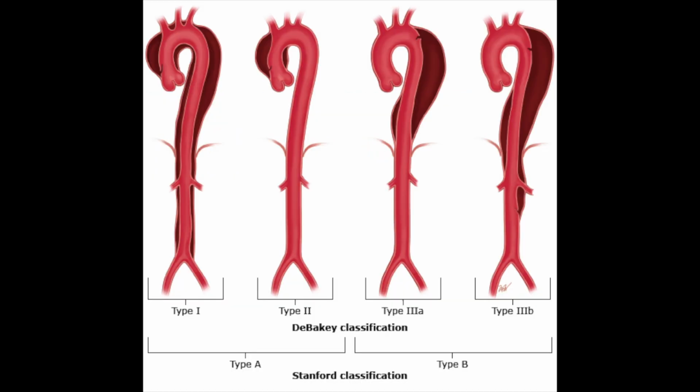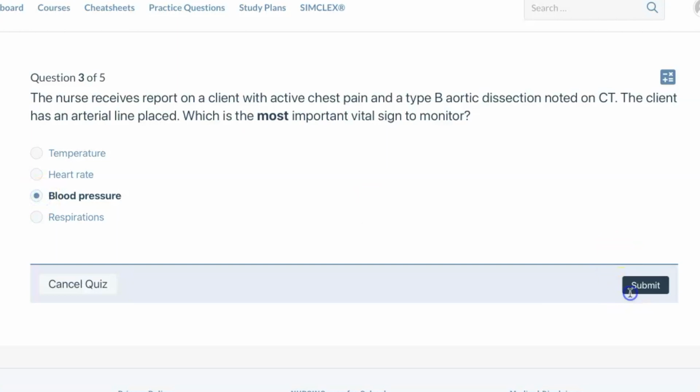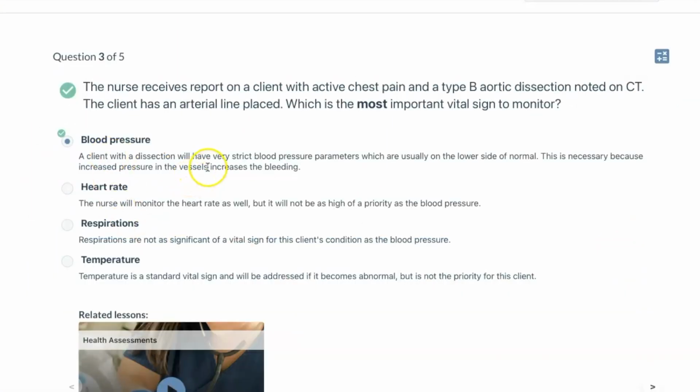So when someone has an aortic dissection, the risk is that if it ruptures, their blood pressure is going to tank. So I'm going to go with blood pressure. A client with a dissection will have very strict blood pressure parameters, which are usually on the lower side of normal. This is necessary because increased pressure in the vessels increases the bleeding.